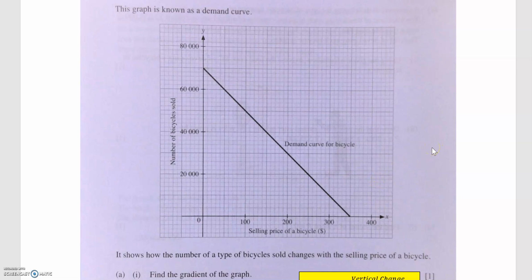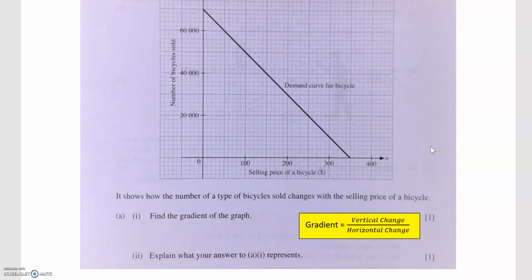Now let's look at the first question. First question requires us to find the gradient of the graph. Now a quick recap. Gradient is the vertical change over the horizontal change, or some of you may know it better as rise over run. You can use the line, pick any 2 points from the line. So I'm going to pick 2 convenient points.